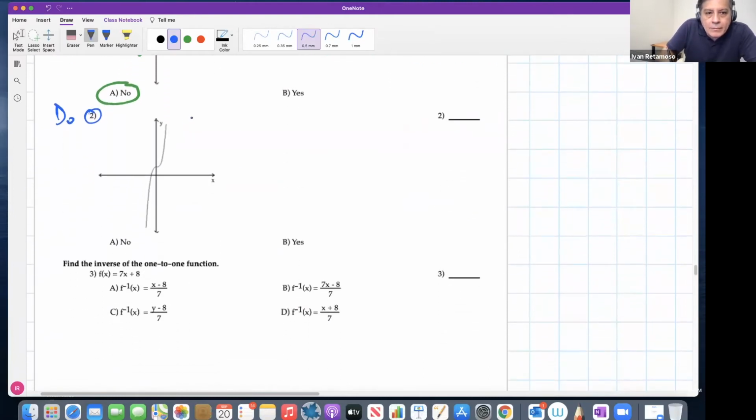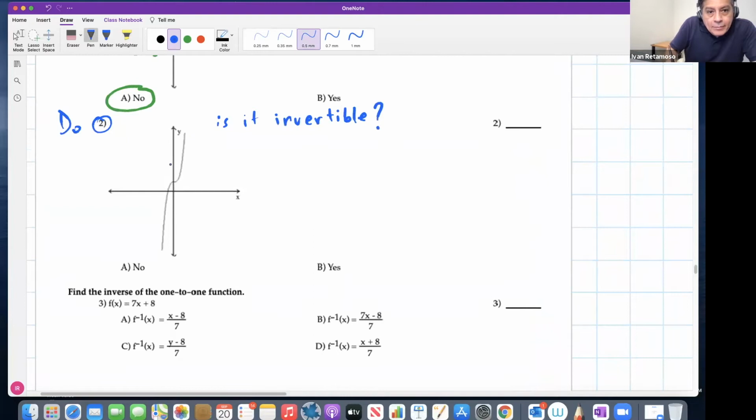Is this a one-to-one function? Is it invertible? And again, hint, use the horizontal line test, right? Excellent, Gabriela. Now, yes, right? Yes, because if we draw, let me make it bigger so everybody can see, horizontal lines, notice that in general, one point of intersection, right? Even right there, one point of intersection. So this one, yes.